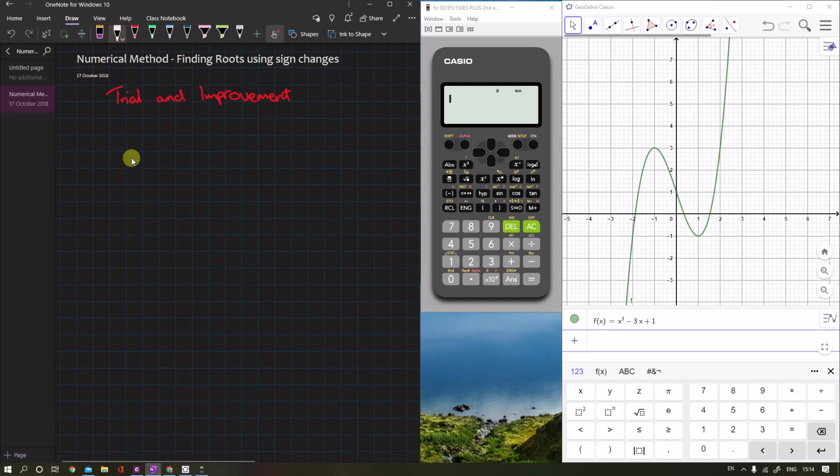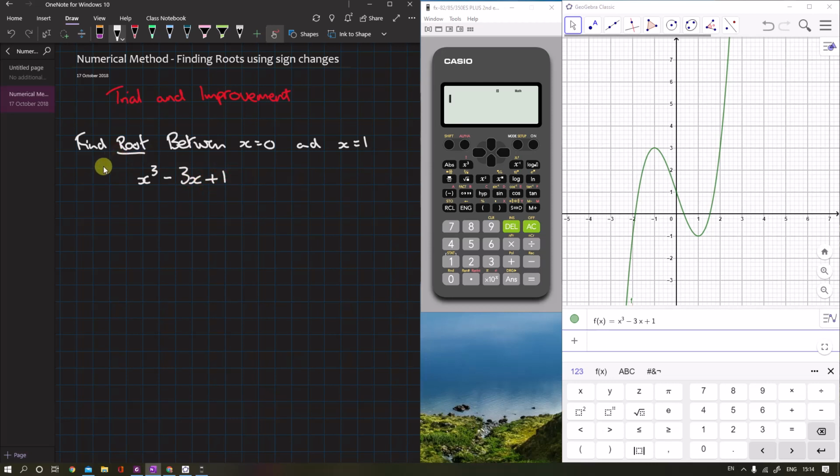So find the root between x equals 0 and x equals 1. So we're actually hunting for this value here. Sorry, I missed off the equation over here. So it's x cubed minus 3x plus 1.